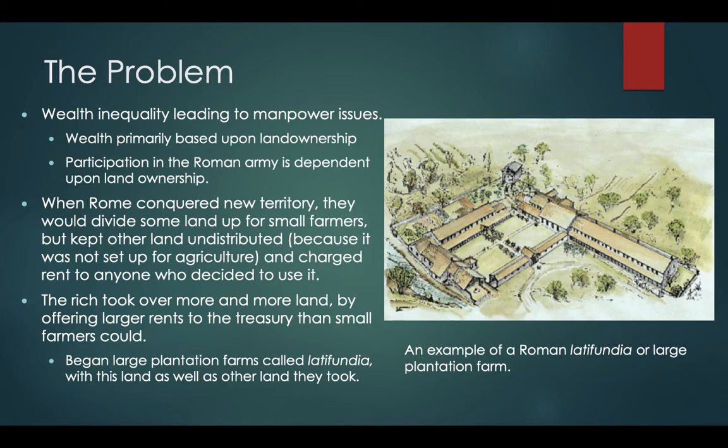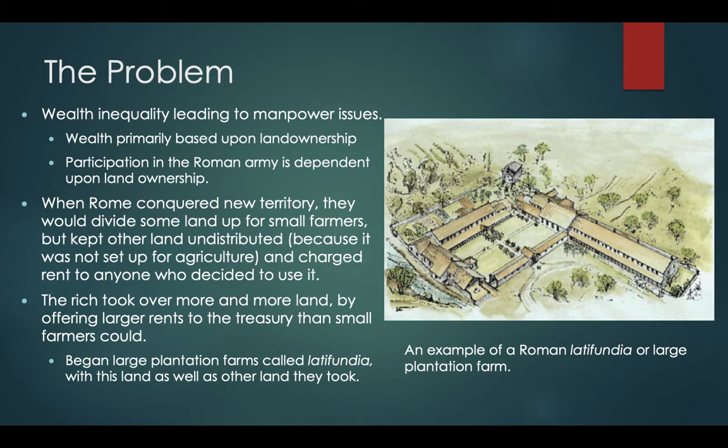Another major issue is wealth inequality, and I'm not just trying to draw analogies to today. The problem was it leads to manpower issues in the army. That's because wealth is primarily based upon land ownership, and participation in the Roman army is dependent on land ownership. So as wealth in the form of land becomes more and more concentrated in the hands of fewer people, who then use slaves who are not liable to military service unless it's an emergency, like Hannibal, that's that much less that the Romans can draw on for their army.